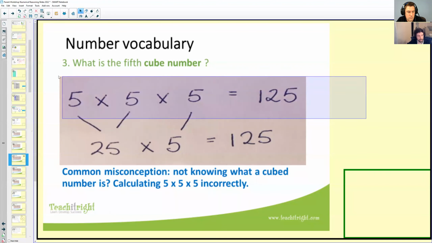And I think for many of our students, if we just set them out with 5 times 5 times 5, they'd be okay, but suddenly the 5th cube number can be very off-putting. So here's some of the other ones.